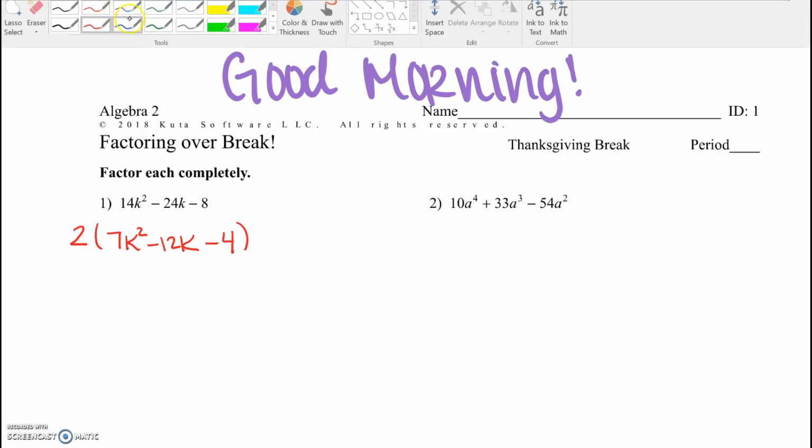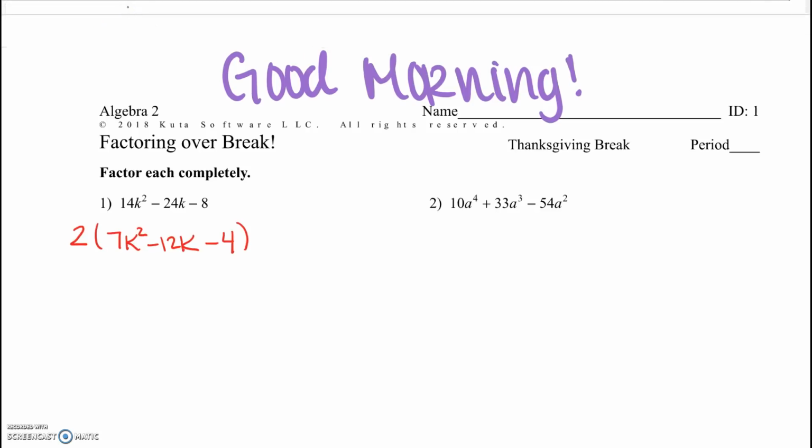So the next thing I notice is that this is a trinomial. There are 3 terms, 1, 2, 3. So I'm not going to factor this using difference of squares or difference of cubes or anything like that. I know that I'm going to need to break this down to be what multiplies to 7k squared.